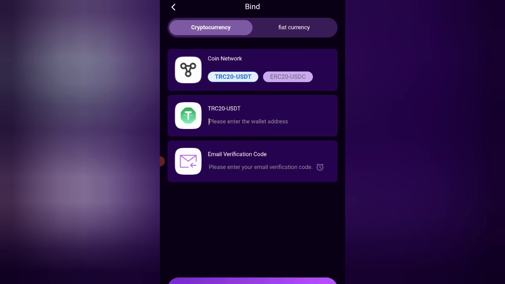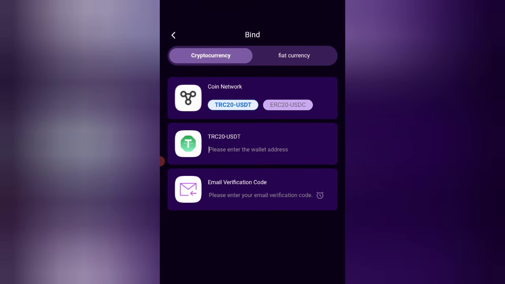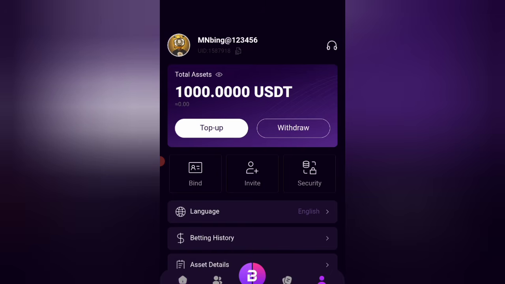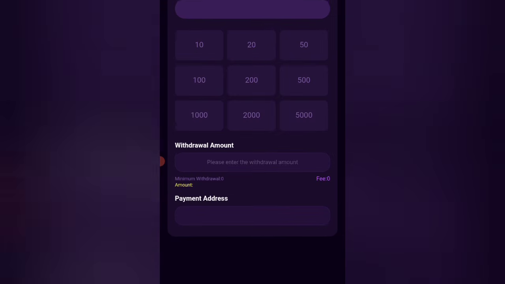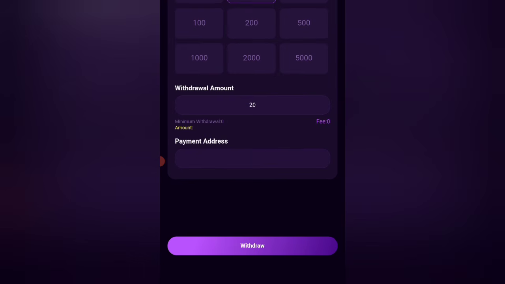After you have entered the TRC20 here, click on confirm, then go back and you can now go to withdraw. Enter the amount you want to withdraw. By default, the wallet address you bound here will show. It will automatically pop up. Then you click on withdraw and you will receive your funds to your wallet or whichever exchange you want to send to.